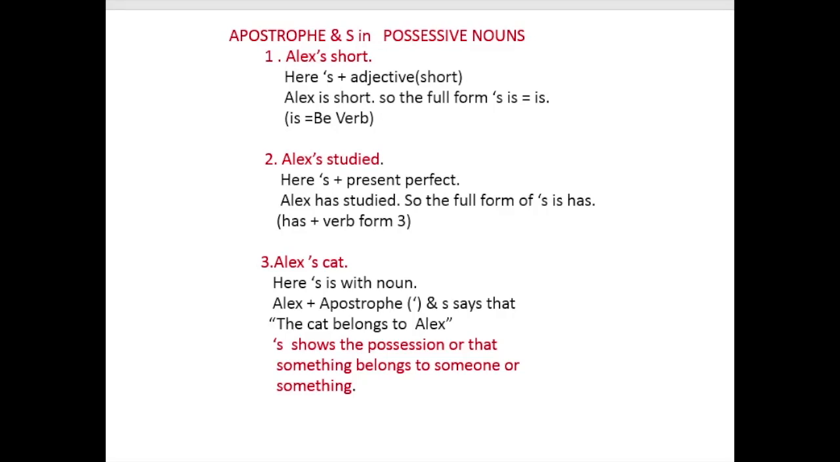Sentence 2. Alex's studied. Here apostrophe S is with the present perfect. Alex has studied. So the full form of apostrophe S is "has", has plus verb form 3. Alex's cat. Here apostrophe S is with a noun. Alex plus apostrophe and S says that the cat belongs to Alex. So finally, apostrophe S shows the possession or that something belongs to someone or something.